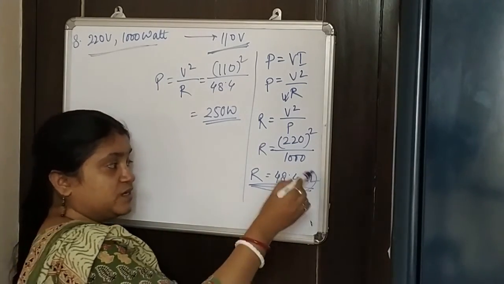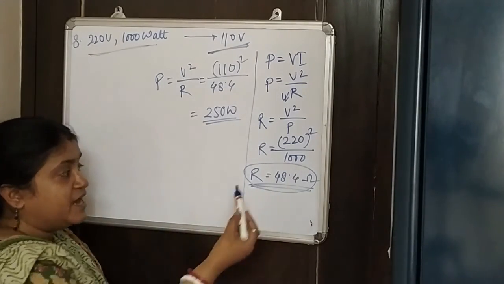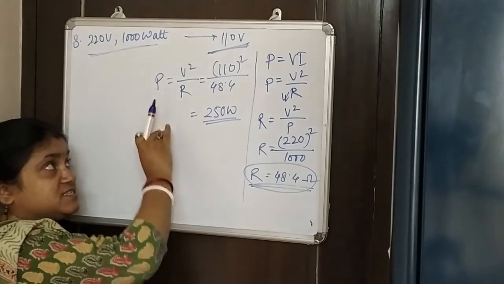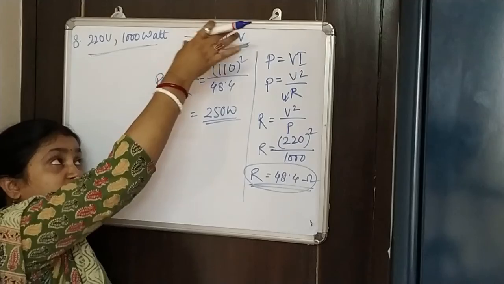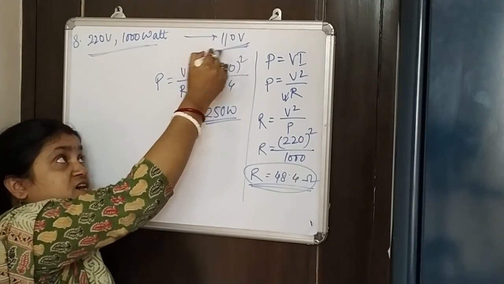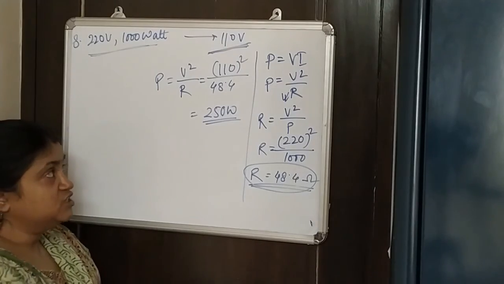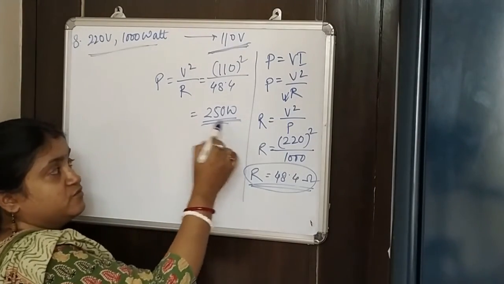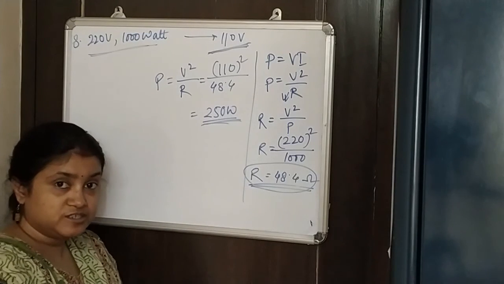So that's how we first work with the information of the bulb. We first calculate the resistance of the bulb, and then we see that bulb with that particular resistance connected to another source which has a particular voltage. What would be the power? So this comes out to be, for this case, 250 watt.